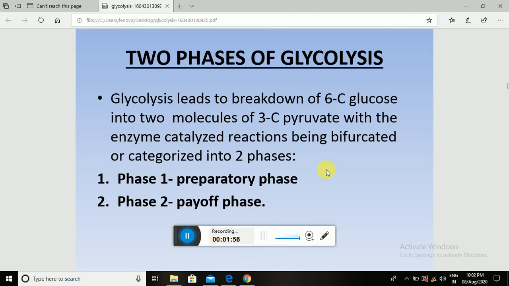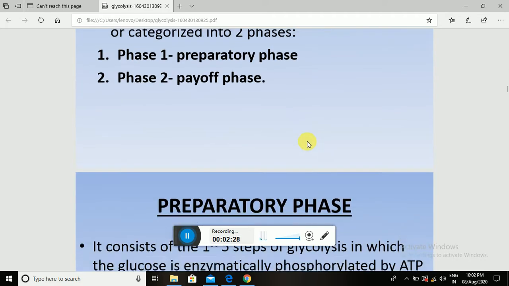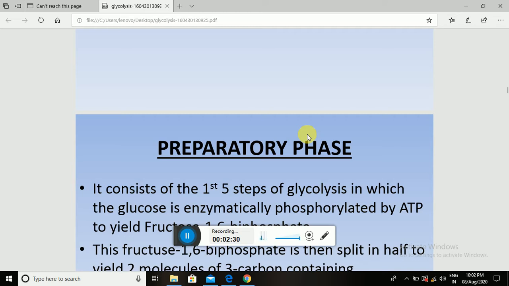In glycolysis, the same process is carried out for the generation of ATPs. But glycolysis consists of two phases, the preparatory phase and the payoff phase. In the preparatory phase, the cell invests a specific number of ATPs, and then in the payoff phase, it gets them refunded from the same process. So let's discuss the preparatory phase.